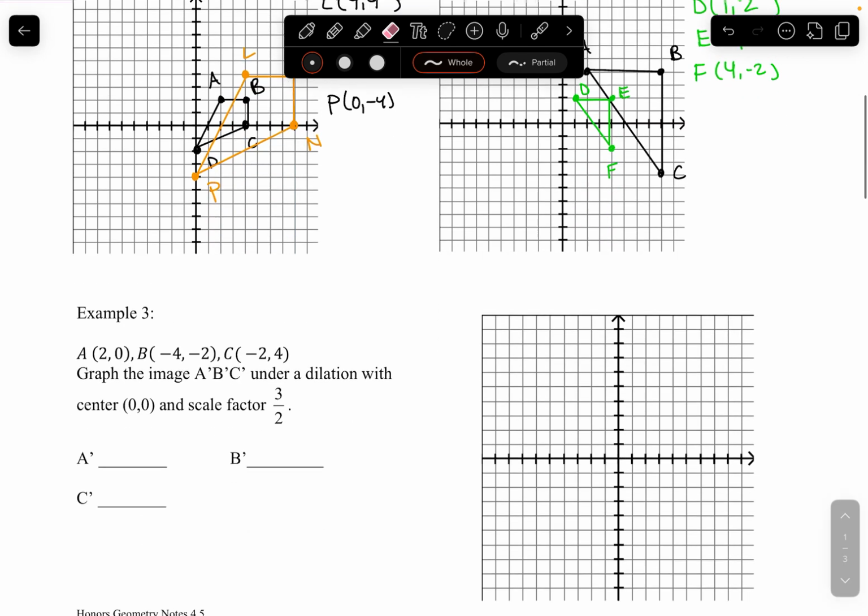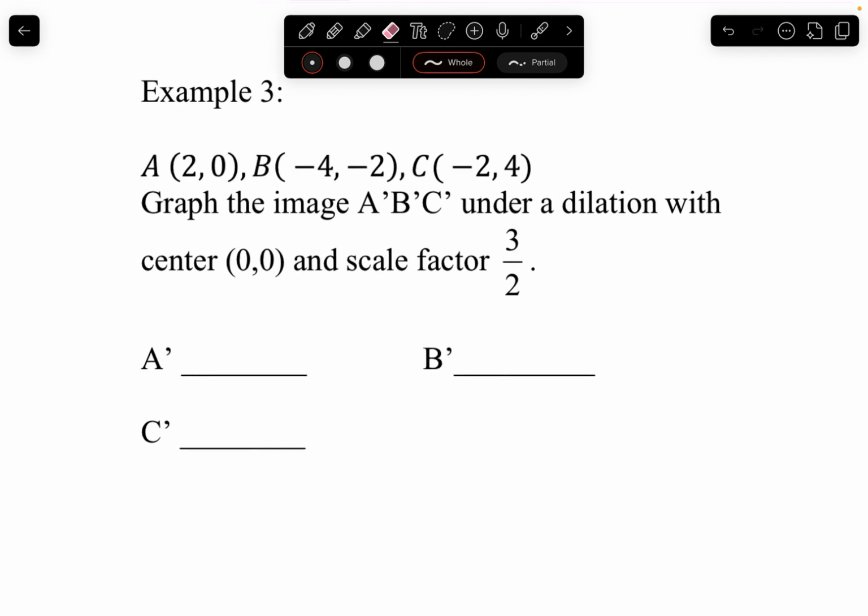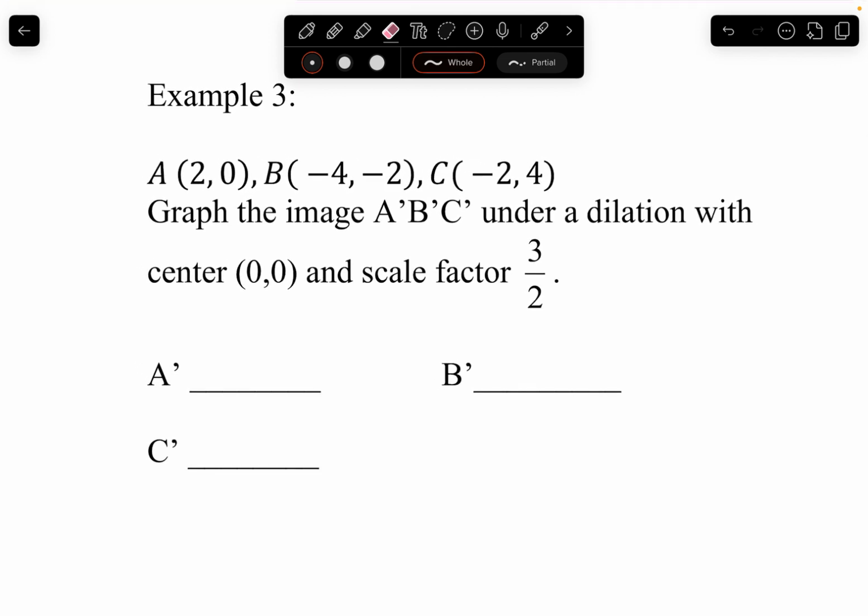Okay. Now, this one, I'm not going to graph it because I don't have to. It does tell me to, but I'm not going to graph it because I'm lazy. Okay, so it says we've got 2, 0, -4, -2, and -2, 4. I want to graph the image of A prime, B prime, C prime under a dilation with center at 0, 0 and a scale factor of 3/2. So 3/2 is a scale factor that's going to be greater than 1. That means that I should have an enlargement.